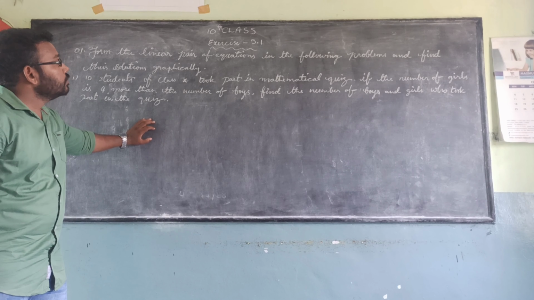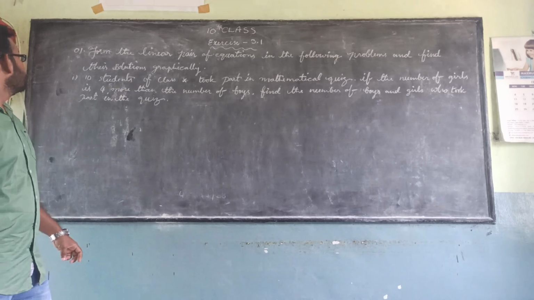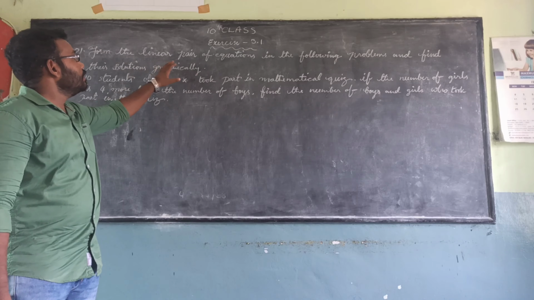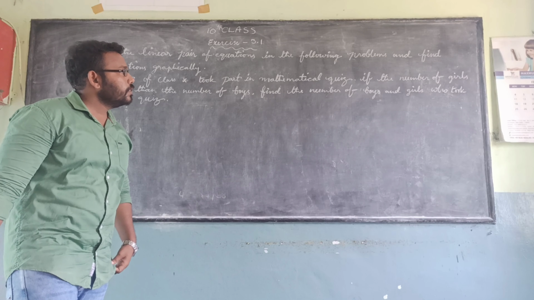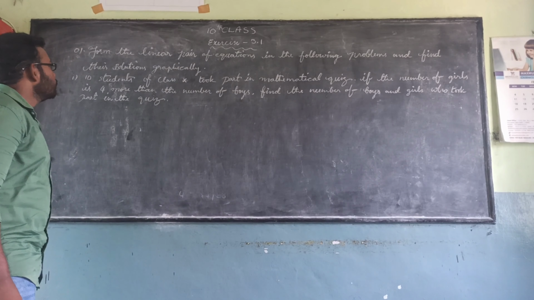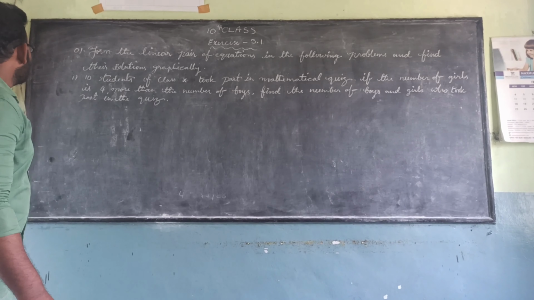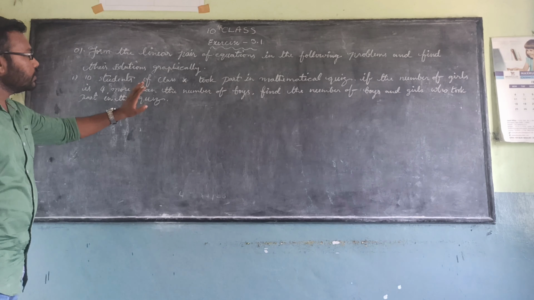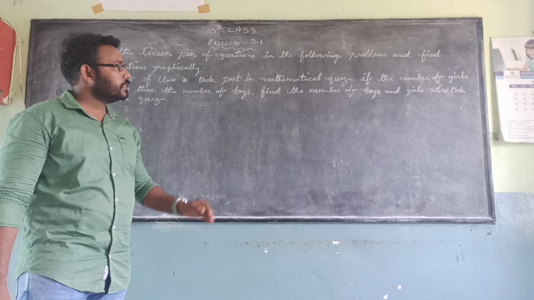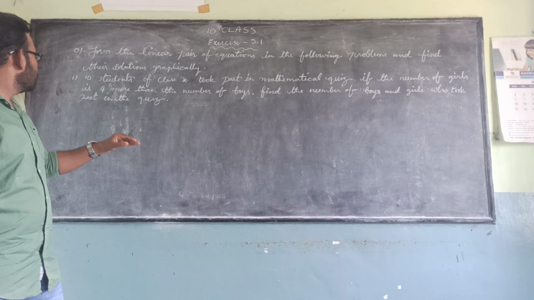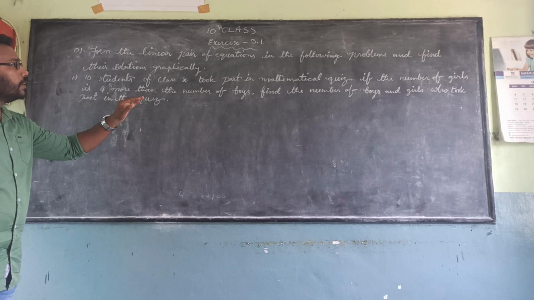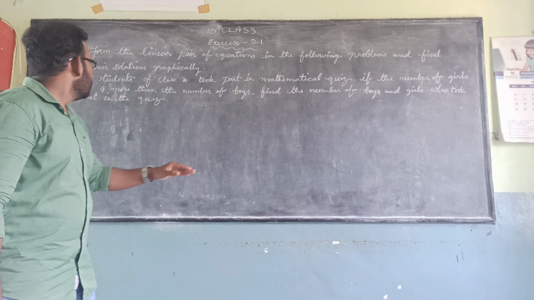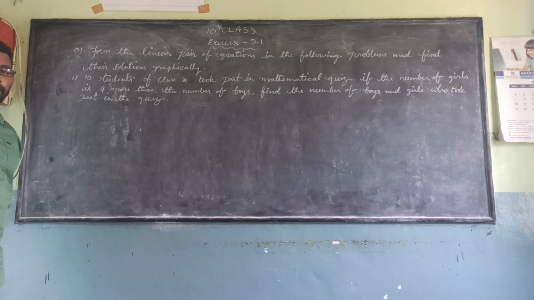10th class, third chapter, exercise 3.1. Here, the first question is: form the linear pair of equations in the following problems and find their solutions graphically. The first question is: 10 students of class 10 took part in a mathematical quiz. If the number of girls is 4 more than the number of boys, find the number of boys and girls who took part in the quiz.